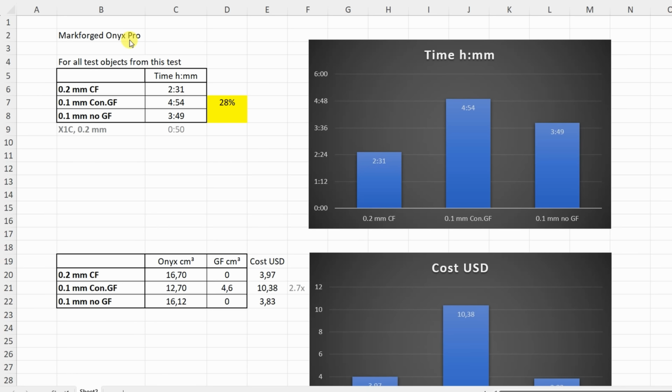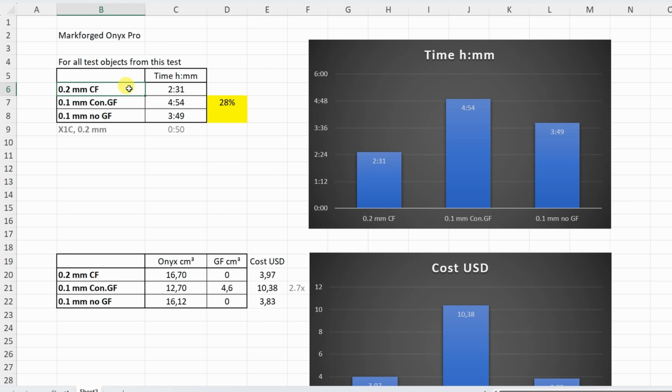Before mechanical testing, let's talk about numbers. Let's start with print times. Reinforcing with glass fiber with 0.1 mm layer height, the printing time was 4 hours and 54 minutes for these test objects. If we don't want to use the continuous glass fiber reinforcing, the printing time is 3 hours and 49 minutes, so it is 20% slower if we're using these glass fibers.